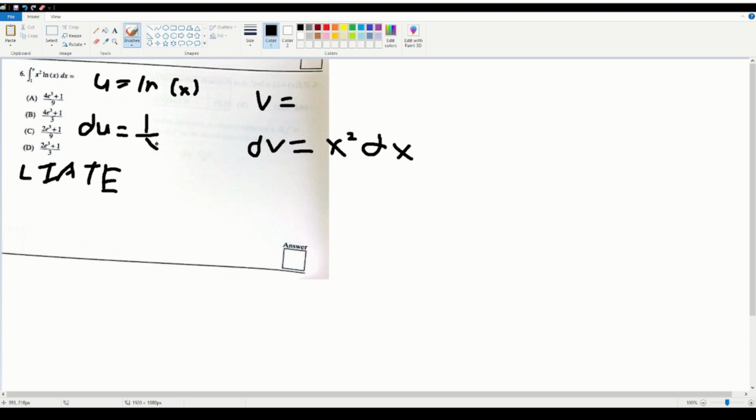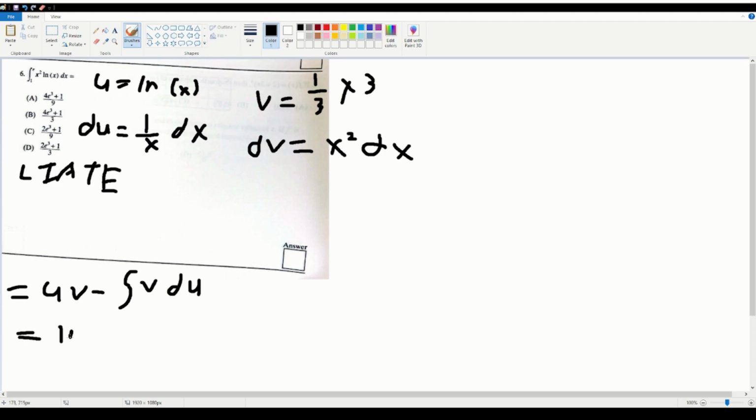Du is just the derivative of u, which is 1 over x dx. And v is the antiderivative, which is just 1/3 x cubed. Remember, the equation is uv minus the integral of v du. So when we plug in, we get ln of x times 1/3 x cubed minus the integral of v du.